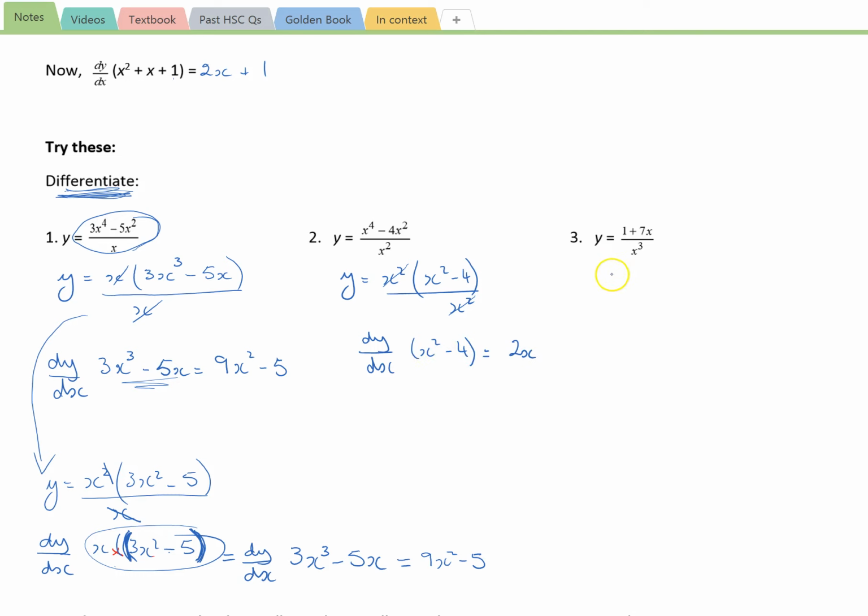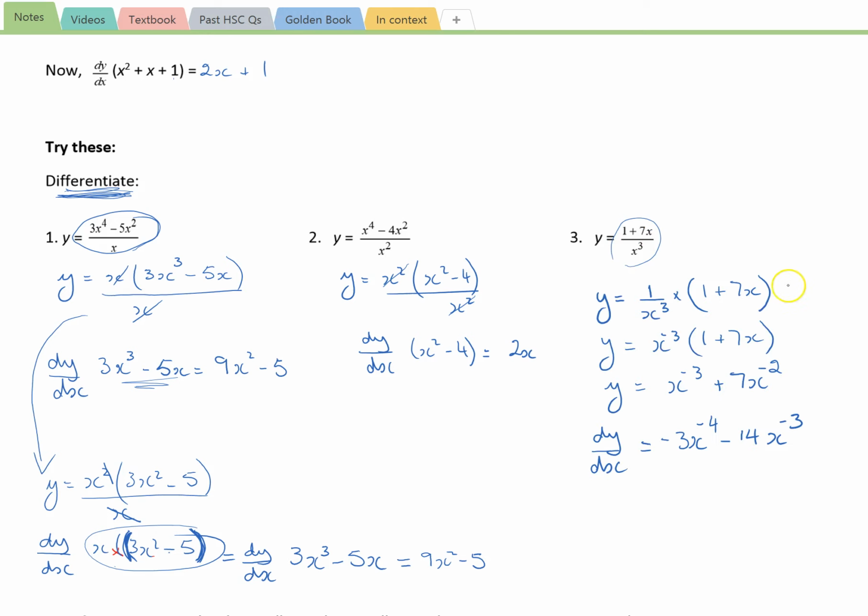Could I please encourage you with example 3 to also pause the video? I strongly encourage you to, because have a look at what's happening here. I can't take x cubed out of the numerator. However, I need to move it out of the denominator. That's as much as I'll say. Please pause the video now and have a go, because I'm going to pause the video and write out the solution. Okay, hope you've had a go at the solution.